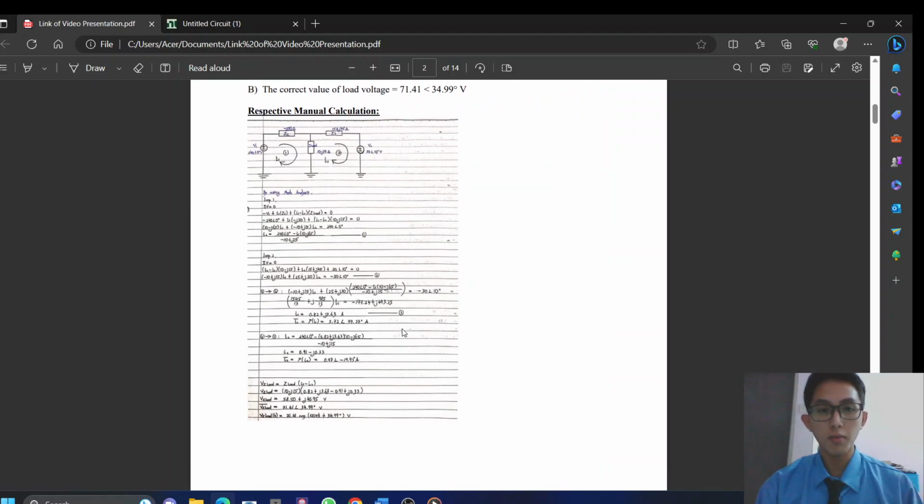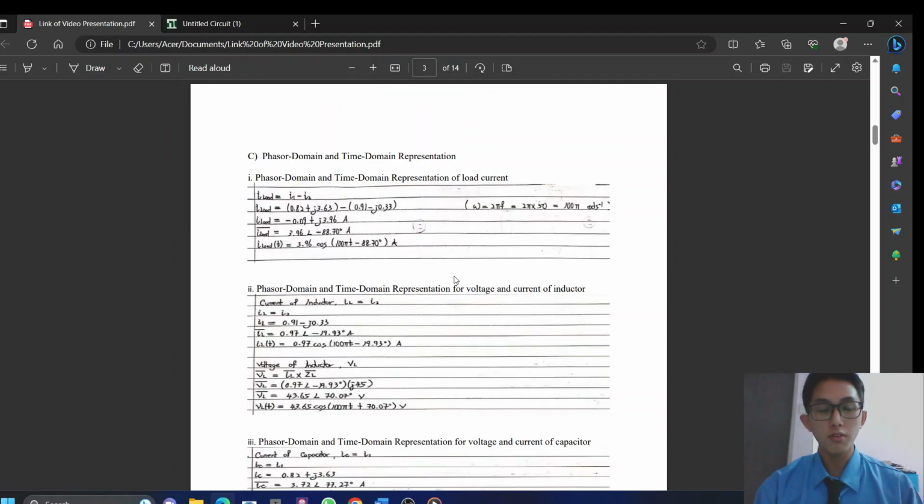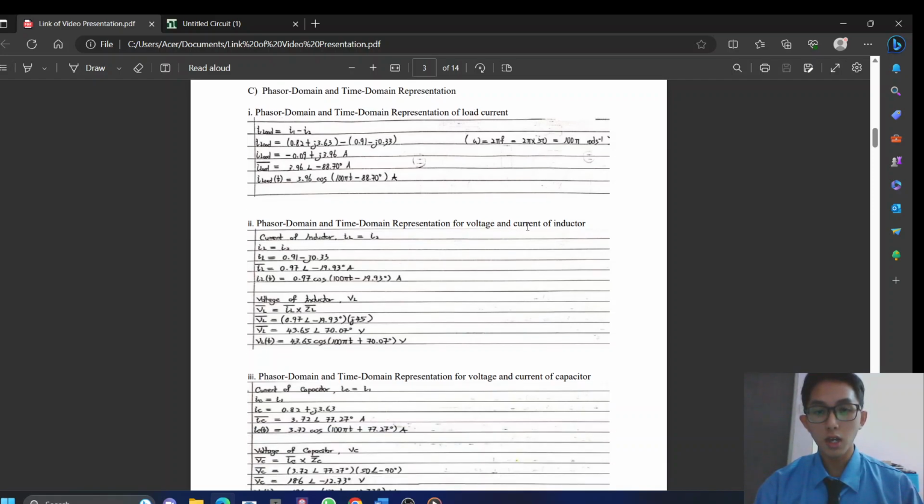This is our manual calculation. Next, for part C, we need to calculate the phasor domain and time domain representation for the load current, voltage and current of the inductor, and voltage and current of the capacitor.